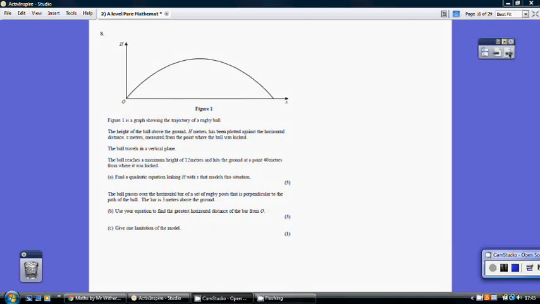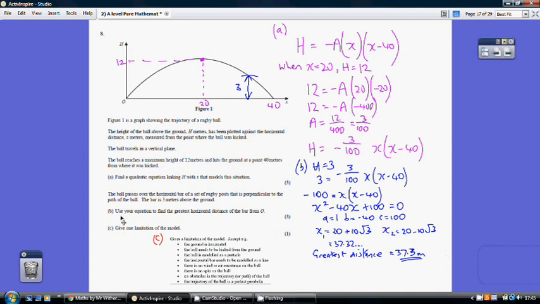Question 8, part A. We're asked to find a quadratic equation that fits this model. So we've got a negative parabola here, a sad face. So this is going to be a minus x squared graph at the end of the day, so bear that in mind. Now we know our two solutions are going to be at 0 and 40. So in our brackets we need to have x and x minus 40, because this would give us our solutions of 0 and 40.